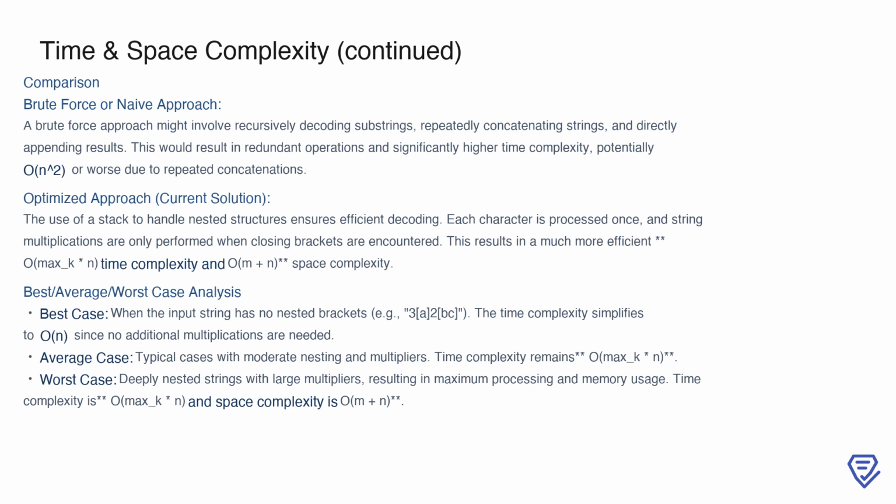Looking at specific cases, the best case scenario occurs when the input string has no nested brackets, reducing the time complexity to O(n). For average cases with moderate nesting, the time complexity remains O(max_k * n). Finally, in the worst case, with deeply nested structures and large multipliers, the algorithm still maintains its upper bounds of O(max_k * n) for time and O(m + n) for space.